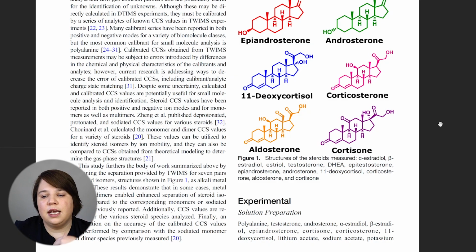So here you can see in my first published paper, I have my experimental section, and I'm just going to show you the sections I have.